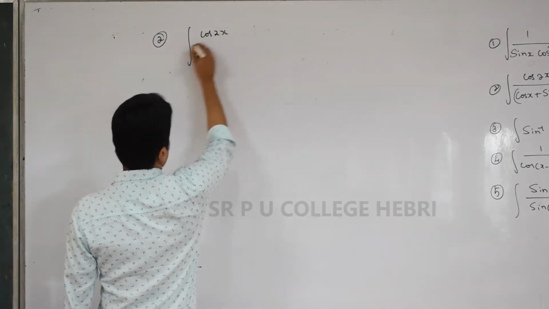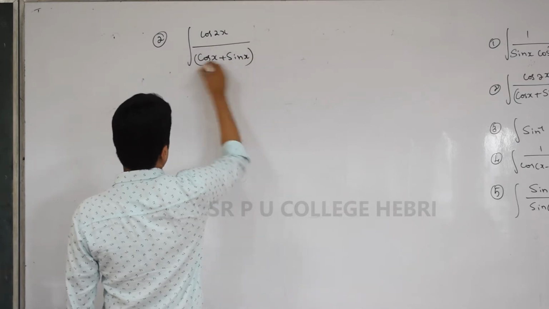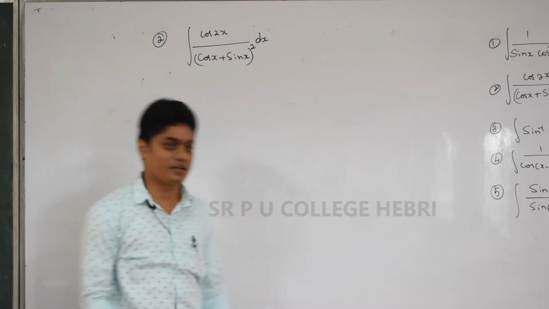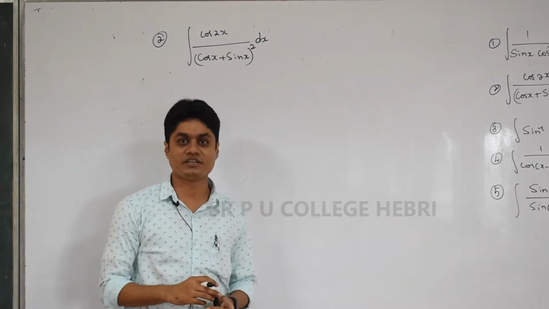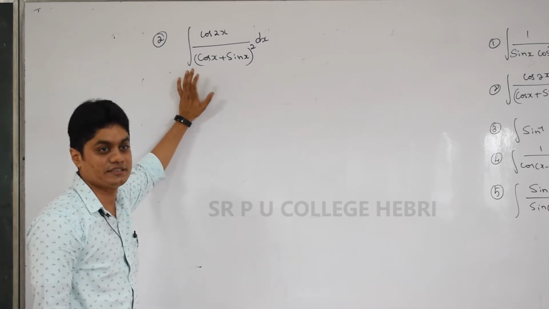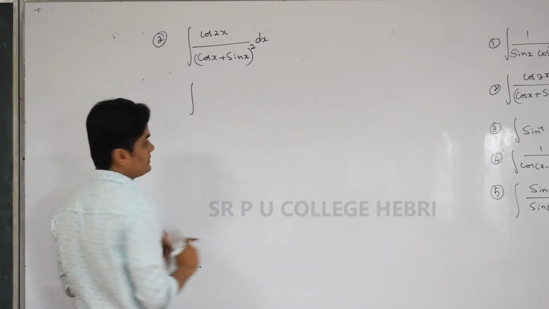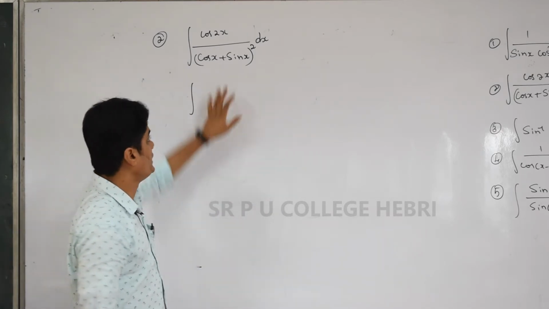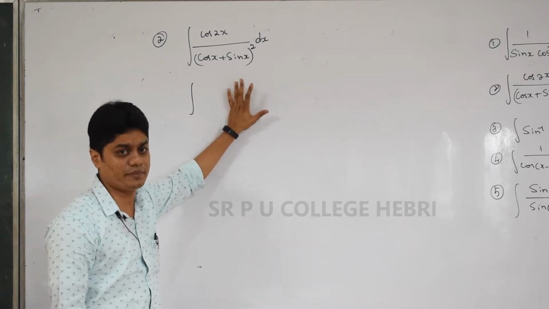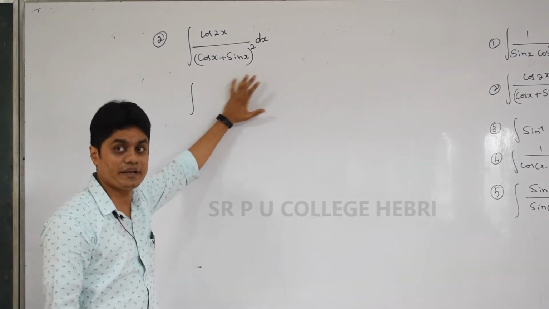Integral of cos 2x divided by (cos x plus sin x) whole square dx. See, already so many problems are solved from the last class in integration using trigonometry. Now you can definitely decide what the first step of this integration is. Observe this carefully. I'll ask one question, just think about it: can you bring cos x plus sin x in the numerator from cos 2x? Is it possible to bring cos x plus sin x in the numerator using cos 2x? Yes, very good.